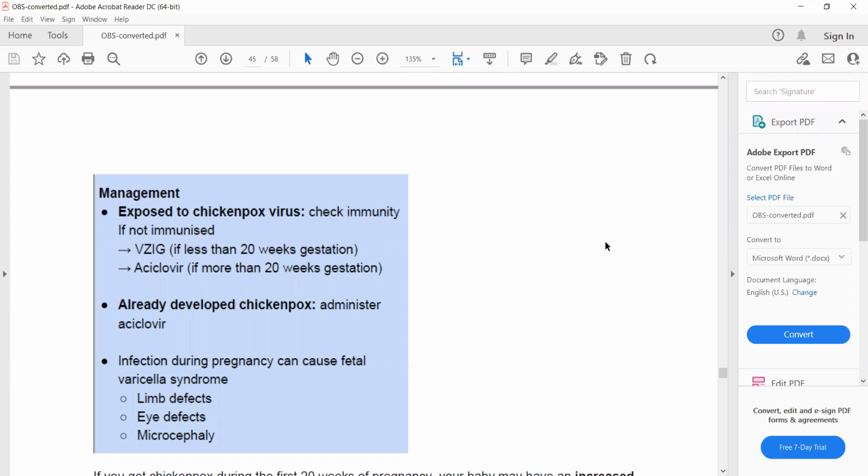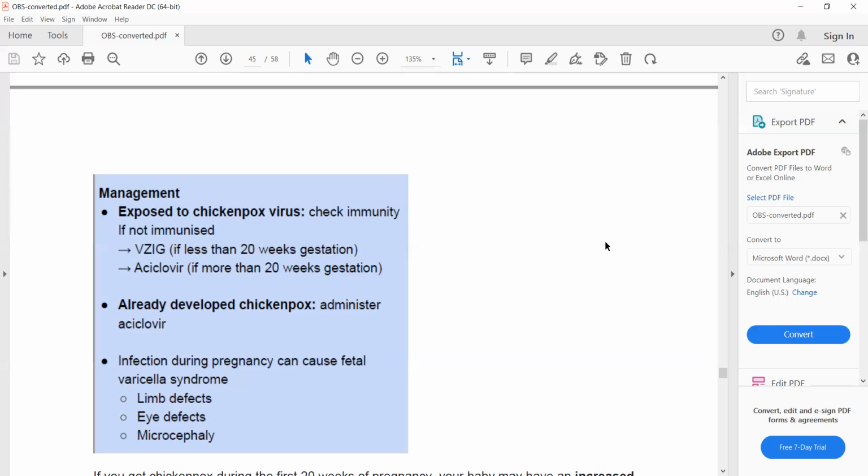Hello everyone, I'm back. Sorry for the temporary interruption. So I was telling you about how to manage a lady with chickenpox exposure. If she is exposed to chickenpox, then we need to give immunoglobulins. But before giving immunoglobulins, we need to check if she has developed any natural immunoglobulins due to past infection.